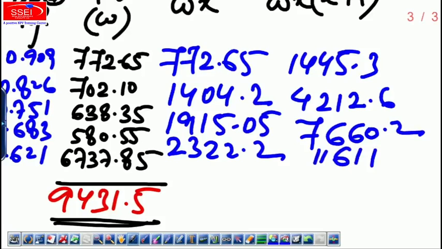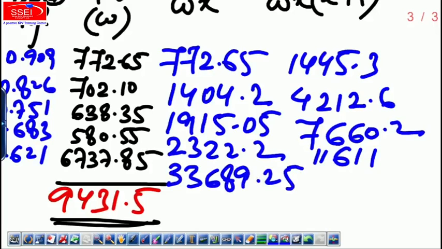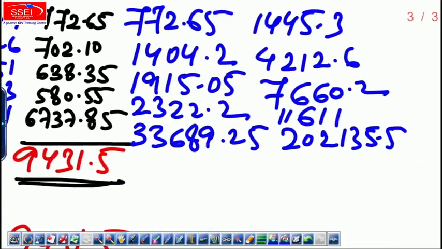Last, 6737.85 into 5. This is 33689.25. And what is this into 6? This is 202,135.5. So we need a total of these two columns.